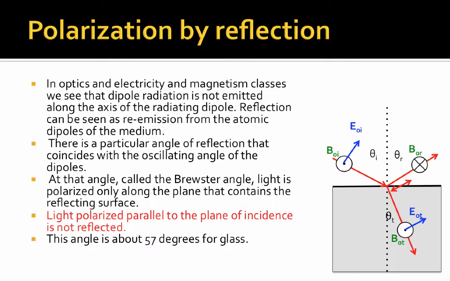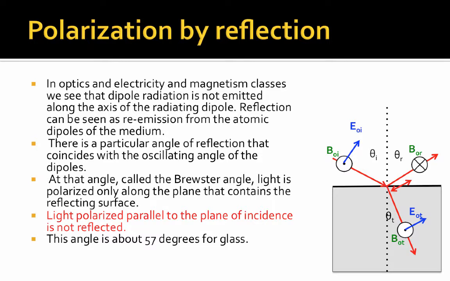Something that you've learned in your optics class and in your electricity and magnetism class is that dipole radiation isn't emitted along the axis of a radiating dipole. So think about that for a moment. A radiating dipole is just a charge that vibrates back and forth, and it does not emit any radiation along the axis of that vibration. Well, reflection is actually the same thing as re-emission from the dipoles in the medium.